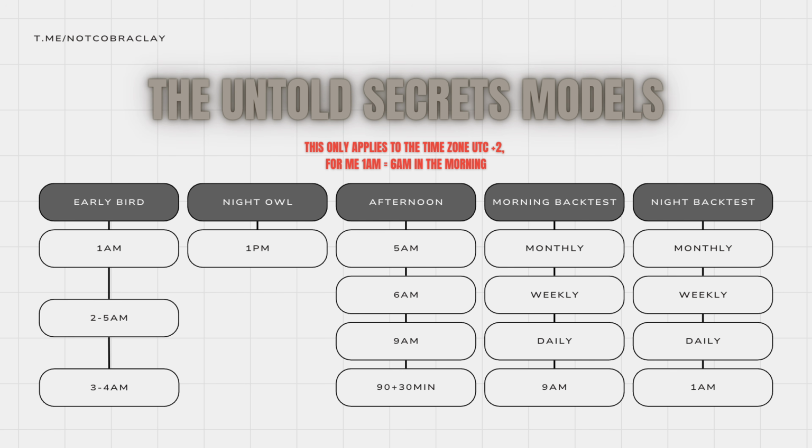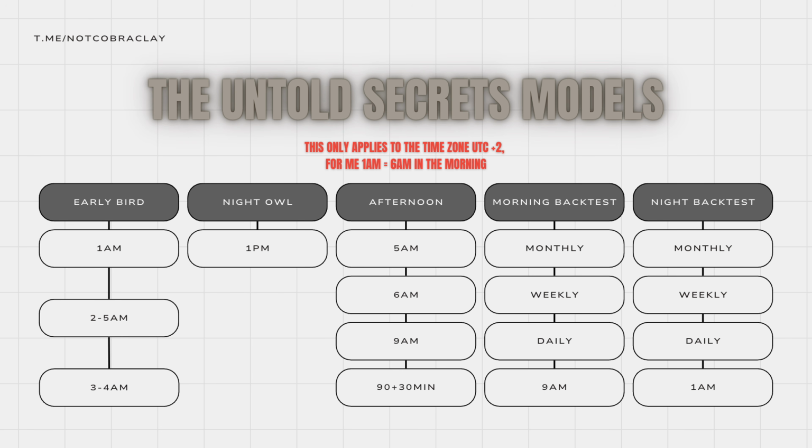Everything in here which you see right now only applies to the time zone of UTC +2. That is for me, Austria, okay? For me, 1 a.m. New York time is 6 a.m. in the morning. So if I wake up at 6 a.m., it's the 1 a.m. turtle soup candle in New York timings. My time frame on the chart is UTC -4, because that's simply New York time frames. That's the ICT timings, that's my timings, that's what you should trade.